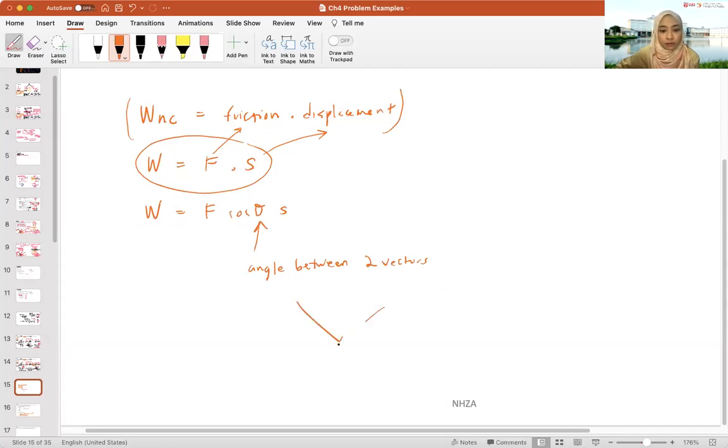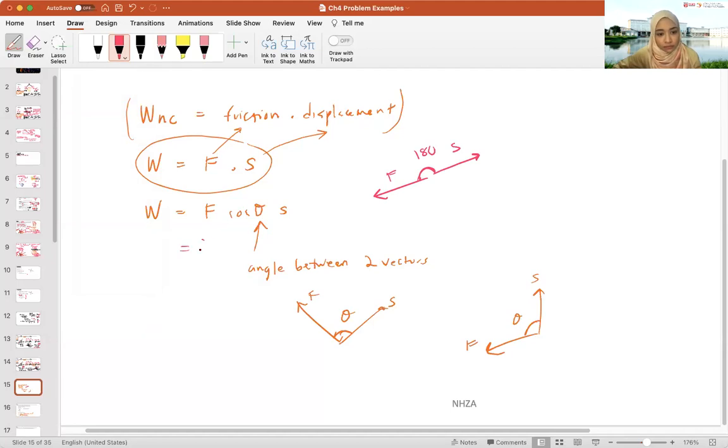So if I have force like this is the angle. This is F, this is S. If I have force like this is the angle. Tak kisah macam mana, asalkan ada angle between the two vectors. Now in this case, our force and our displacement was this way. F macam ni, S macam ni. What is the angle between them? It is 180. So I put that into my equation.